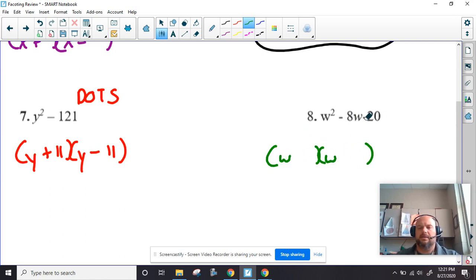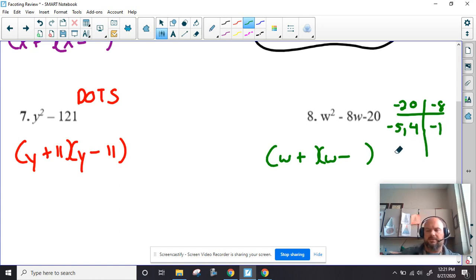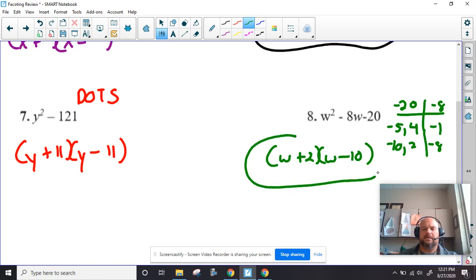Now, our signs, we got both negative, so one's going to be positive, one's going to be negative. Big number is going to be negative. All right, things that go into 20. A lot of people are going to say negative 5 and 4. Well, that's only one of them. There's actually more factors. Think about it. Negative 10 and 2. Oh, there we go. So positive 2 minus 10. Awesome.